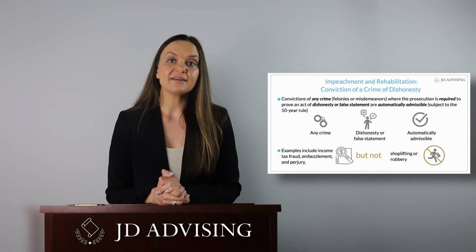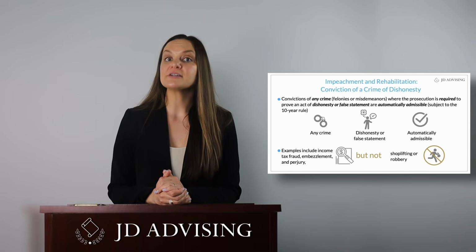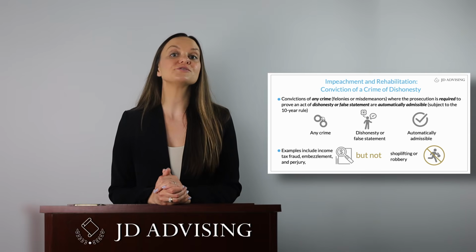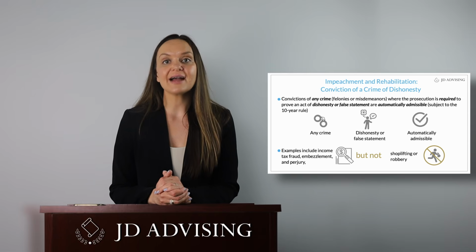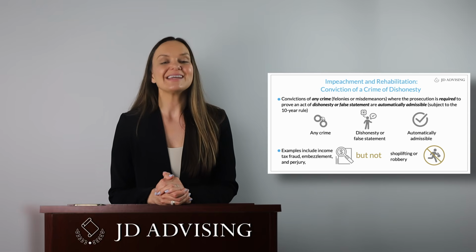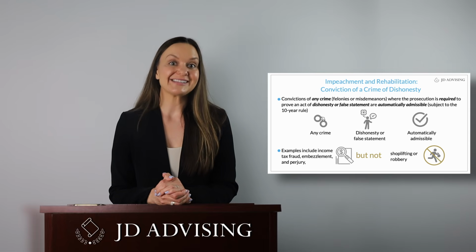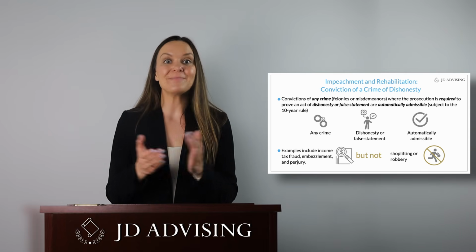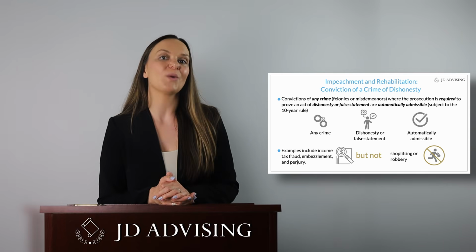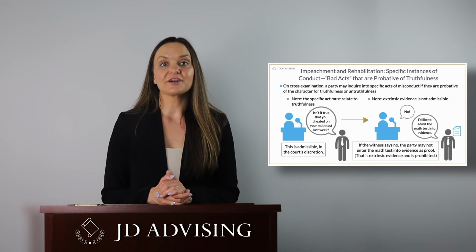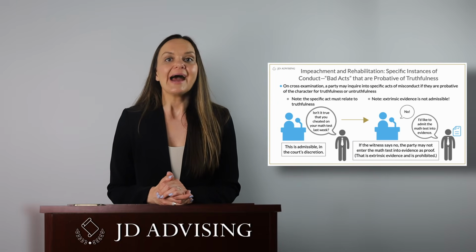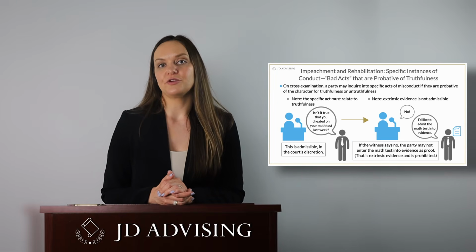The law states that convictions of any crime, misdemeanors and felonies alike, where prosecution is required to prove an act of dishonesty or false statement, is automatically admissible, subject to the 10-year rule. For instance, income tax fraud, embezzlement, and perjury all qualify. Prior bad acts are admissible for impeachment purposes. However, these must relate to truthfulness.